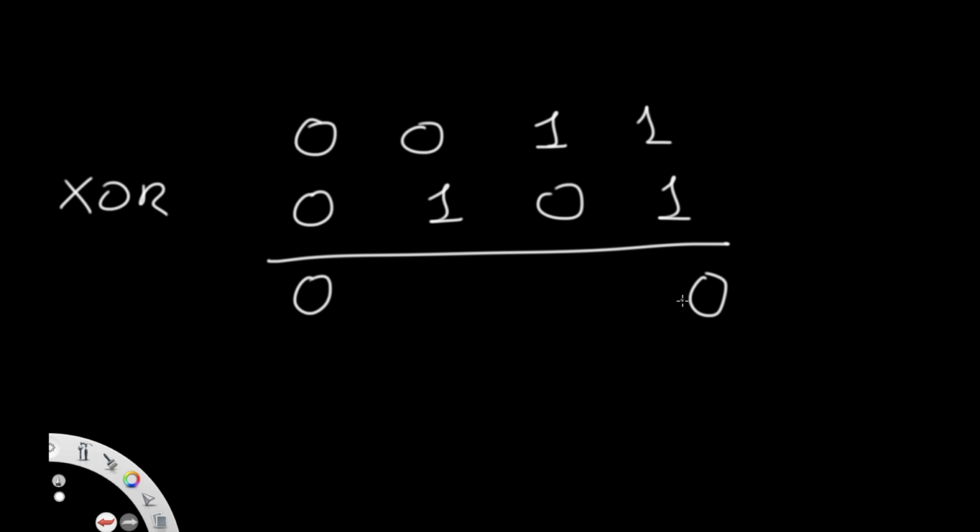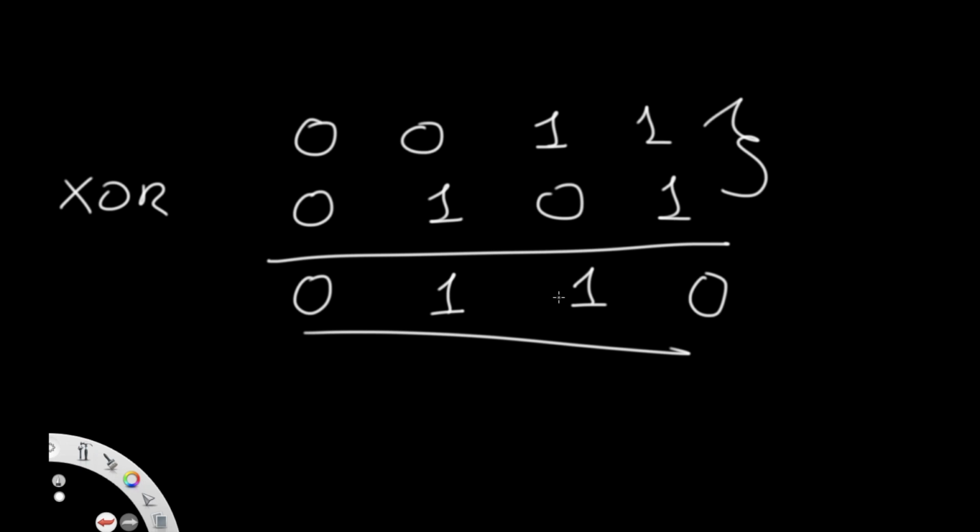The other case is when both of them are not the same. So over here, we have 1 and 0, two different numbers, so we're going to output a value of 1. Then over here, we have 0 and 1, and they're still different numbers, so we also have an output of 1. So when you find the XOR between these two, it's going to be 0, 1, 1, 0.